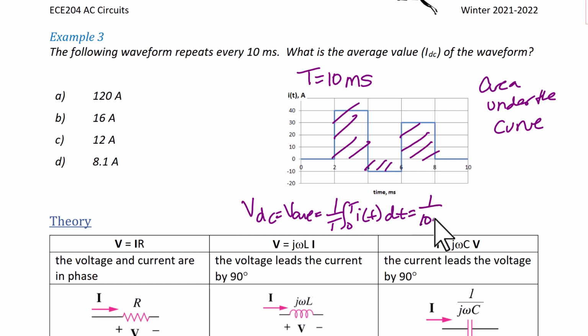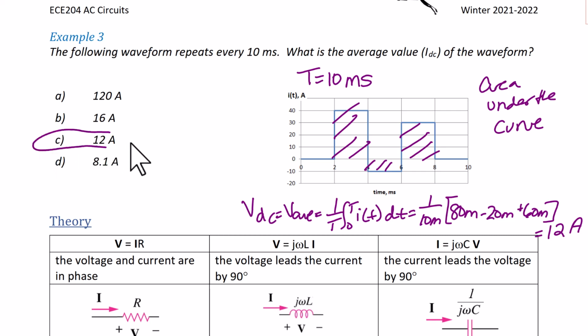So that would be 1 over 10 milli times the quantity, 2 times 40 is 80 milliampere seconds, minus 2 times 10 is minus 20 milliampere seconds, plus 2 times 30 is 60 milliampere seconds, and we get 1 over 10 milli times 120 milliampere seconds equals 12 amps. So the correct answer is C.